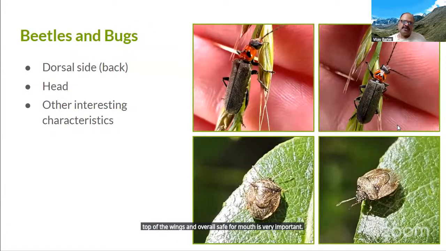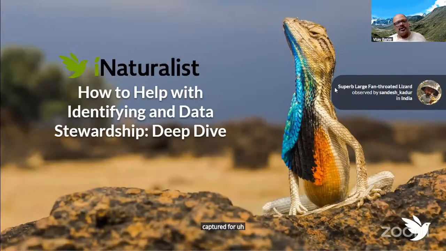For beetles and bugs, a dorsal view, if you can, a close up of the head, and any other interesting characters that you see should be captured for beetles and bugs. So that's a quick overview of how to better make records.